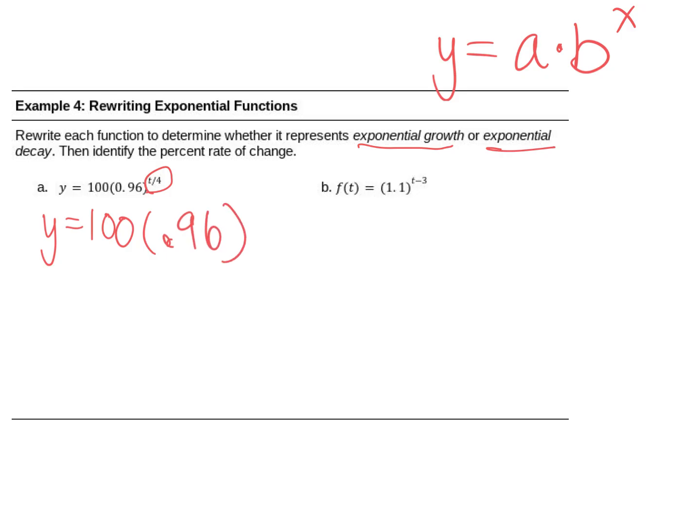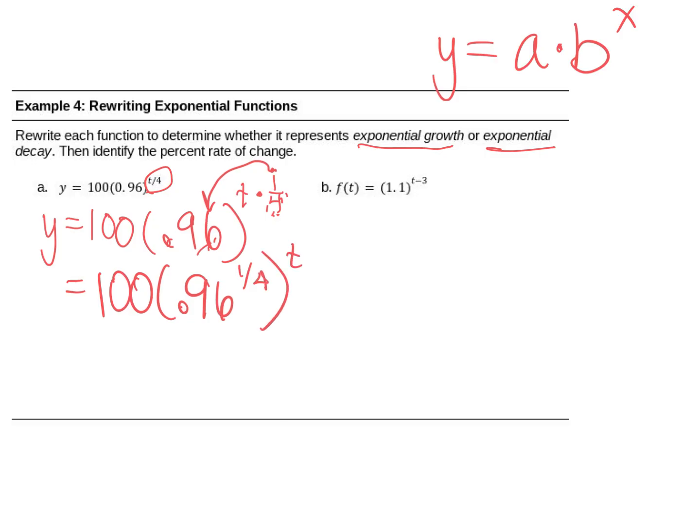And the t to the t over 4 can turn into t times 1/4. And because it is a power to a power rule like that, I can assume that my two exponents got multiplied together. And that only happens when you have a power to a power. So I can take that 1/4 and stick it on that 0.96. So I can change this to 0.96 to the 1/4 times t, because it is a power to a power rule.